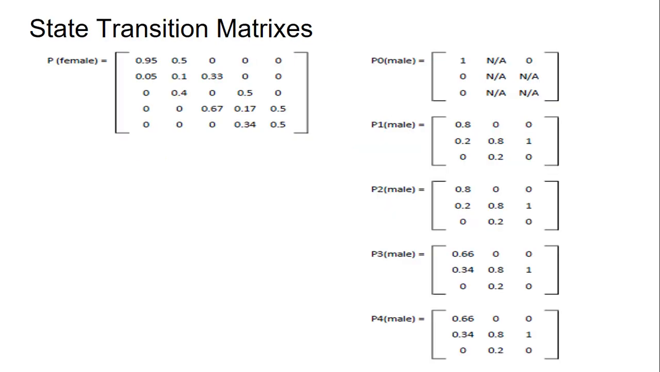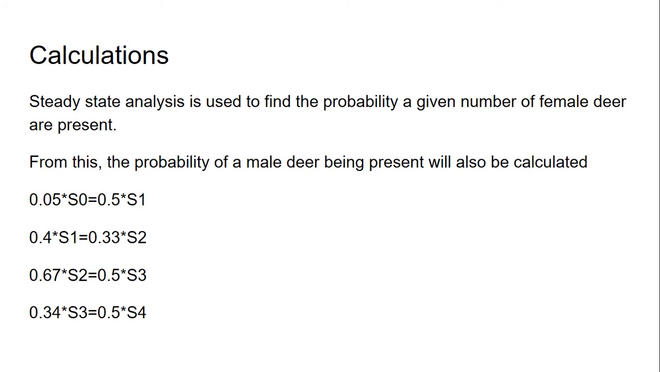So next we had to create some state transition matrices from the Markov chains that we had. We created 6 state transition matrices, 1 for the female Markov chain, and then 5 for each of the male cases. Next we had to assume that our model will reach steady state, and use steady state analysis to find the probability that a given number of female deer will be present. From this, we're also able to find the probability of a male deer being present.